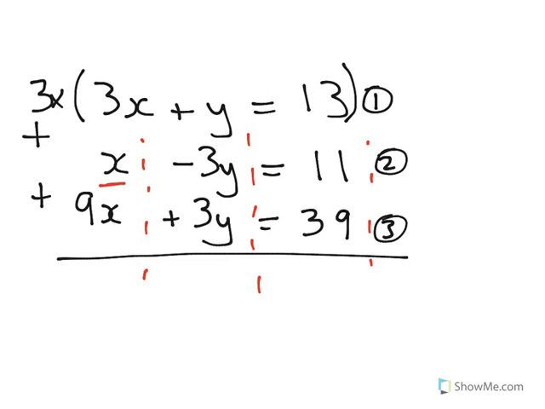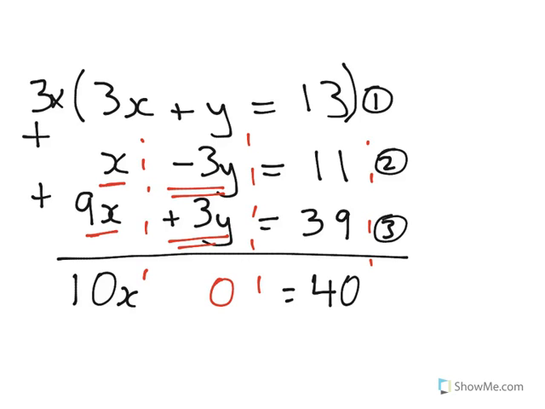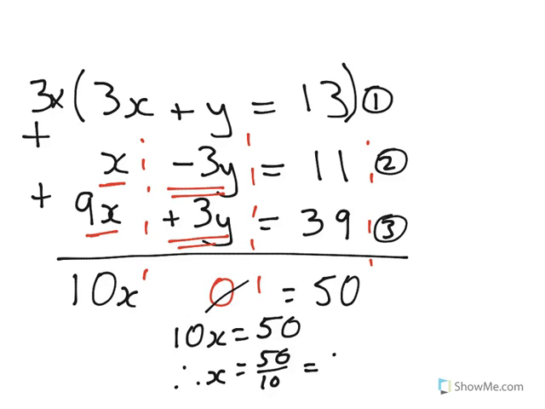I add my x to my 9x, giving me 10x. I add my minus 3y to my plus 3y, giving me 0, which is what I want. And then I add 39 and 11 to give me 50. So, now I know that 10x equals 50. If 10x equals 50, x must equal 50 over 10, which equals 5.